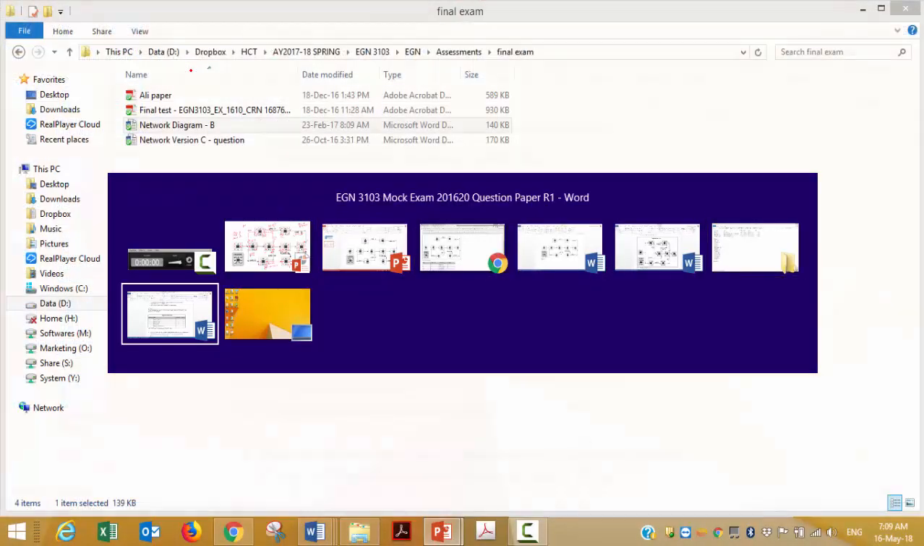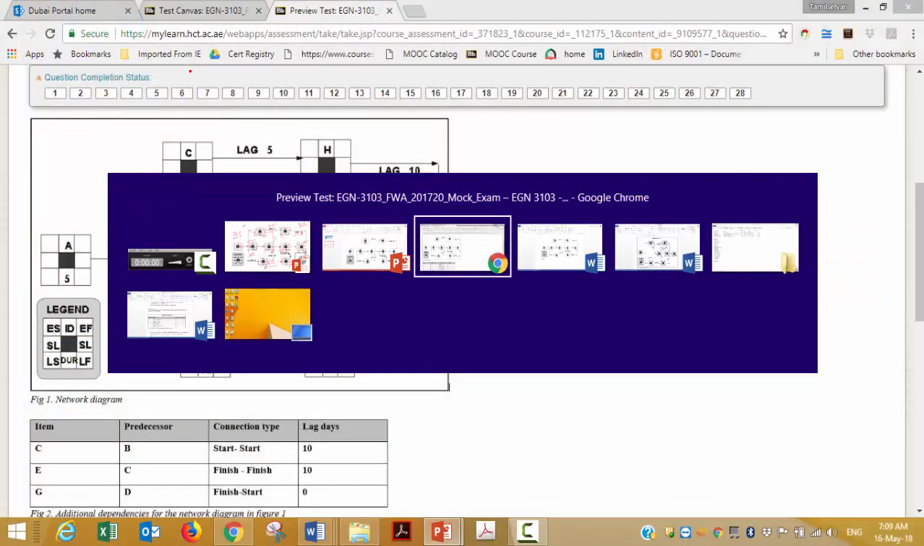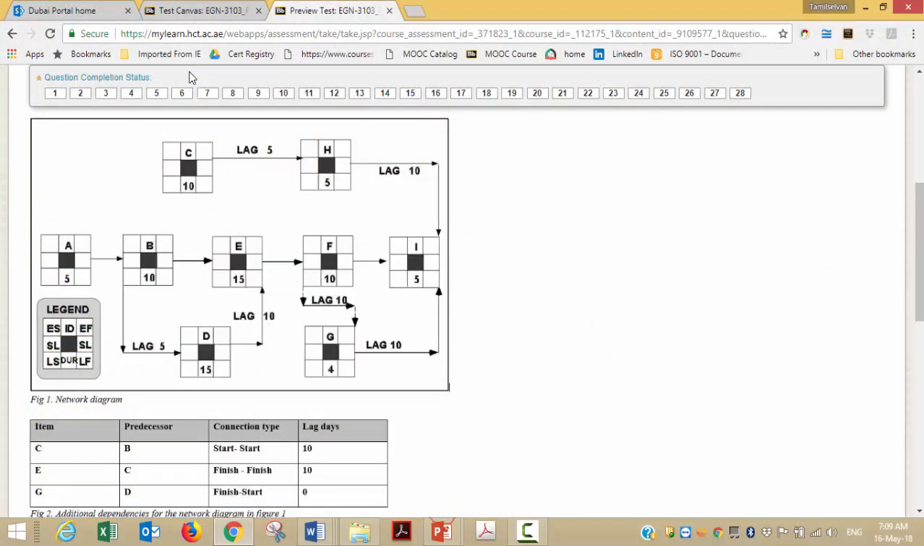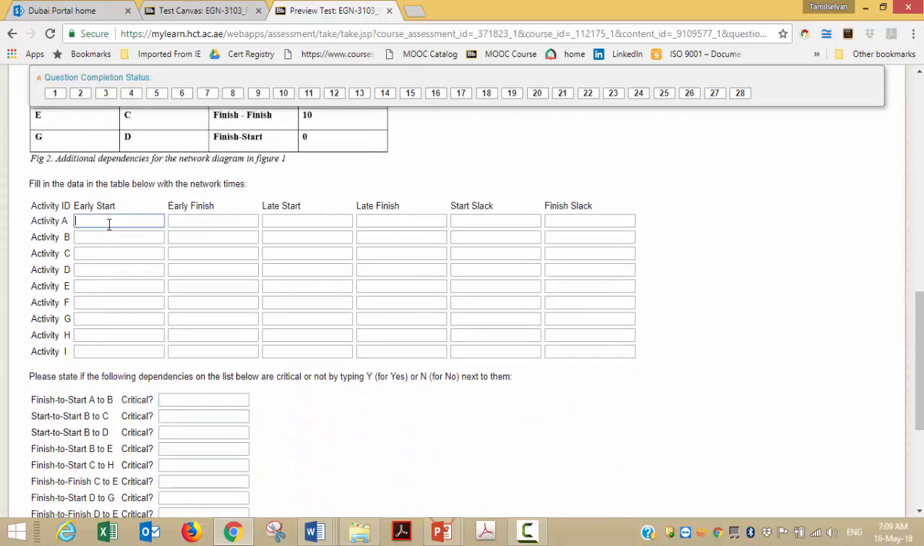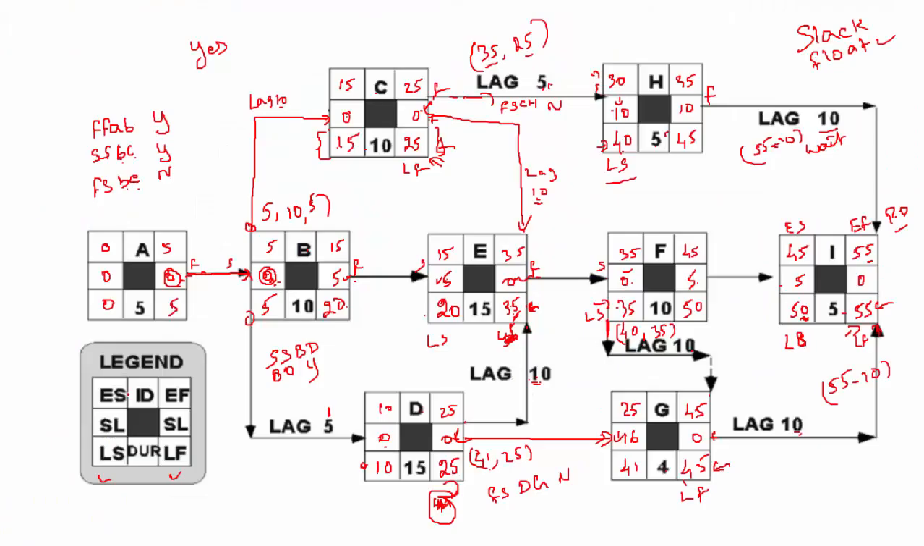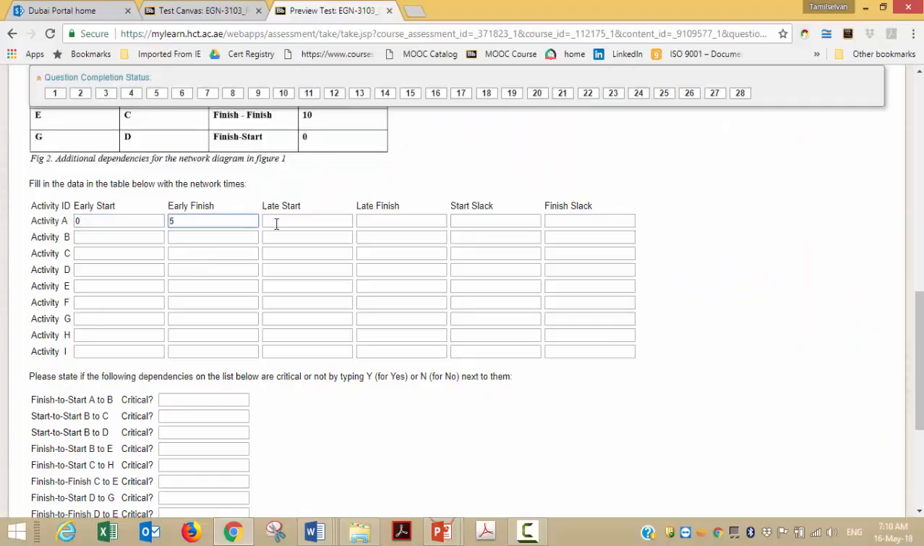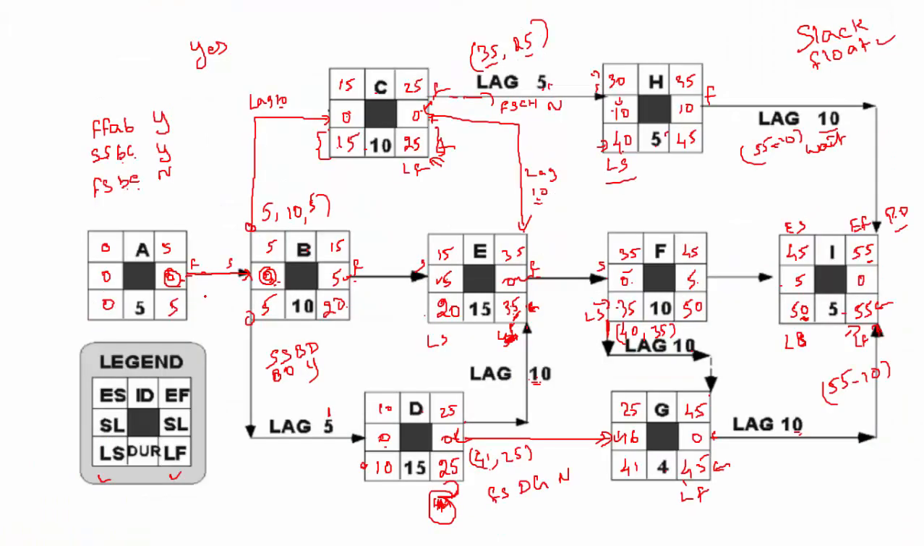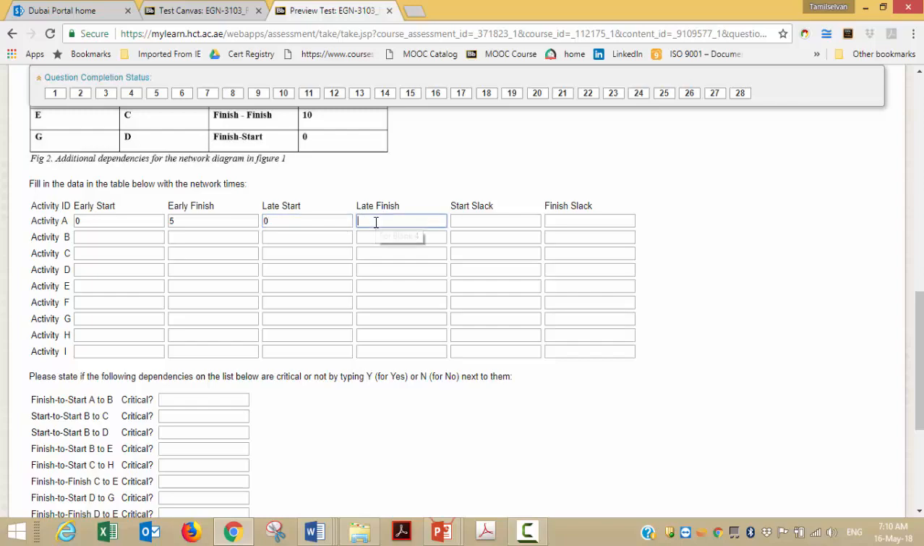Let me see if I can go to Blackboard. Yes. Okay, so the same question here. I think in our exam you will not have to fill this in. You will get the question in multiple choice and you have to choose the answer. But I will show you what to do for activity A. See activity A. What is earliest start? 0. See here, the earliest start is this corner. What is earliest finish? 5. What is the late start? 0. Late finish? 5. So 0, 5.